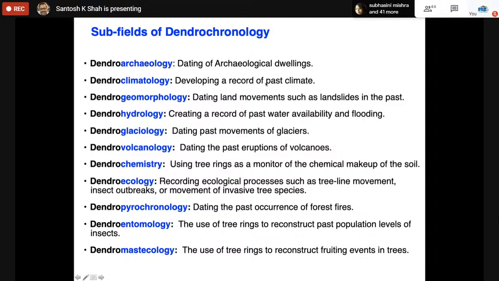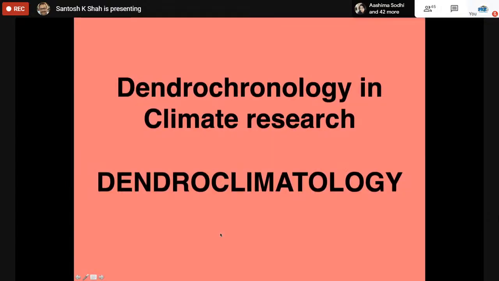This way: archaeology, hydrology, glaciology, volcanology, chemistry, ecology, pyrochronology, that is dating of forest fire, and entomology, if you are going to study the insects. So dendrochronology research in climate research, when we study that, becomes dendroclimatology. So my main talk is on dendroclimatology. Let us begin with the dendroclimatological concept.